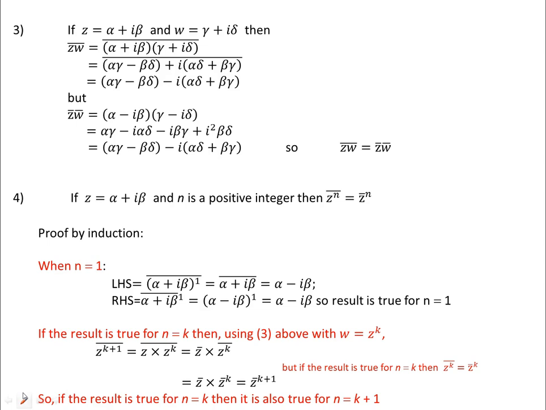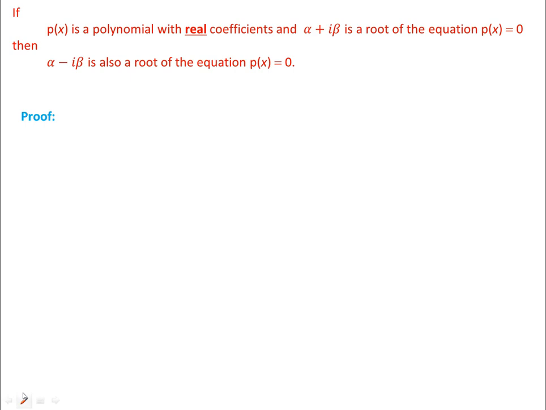So let's move now on to the proof of our main result. So we've got p of x is a polynomial with real coefficients. We've got alpha plus i beta is one root of the equation p of x equals 0, and we want to show that alpha minus i beta must also be a root of the equation. So let's suppose that p of x is a_n times x to the n plus a_(n-1) x to the n minus 1 all the way down to a_1 times x plus a_0.